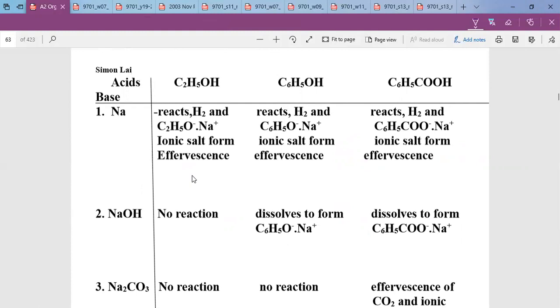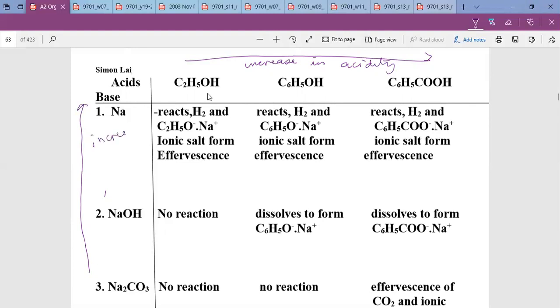This one I took from Holderness, as I said. I must give due respect to the person who did it. It came out 30, 40 years ago and still comes out, because it's chemistry, and you cannot change chemistry. Sodium is a very strong base. This direction is an increase in acidity, and here it's an increase in the strength of the base.